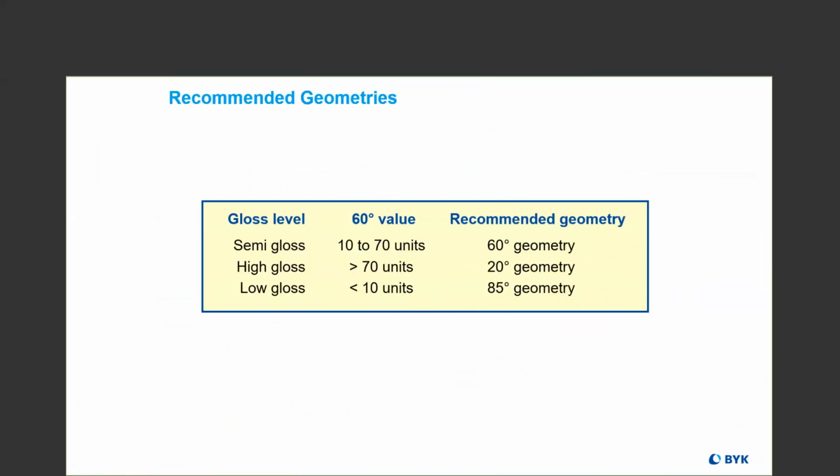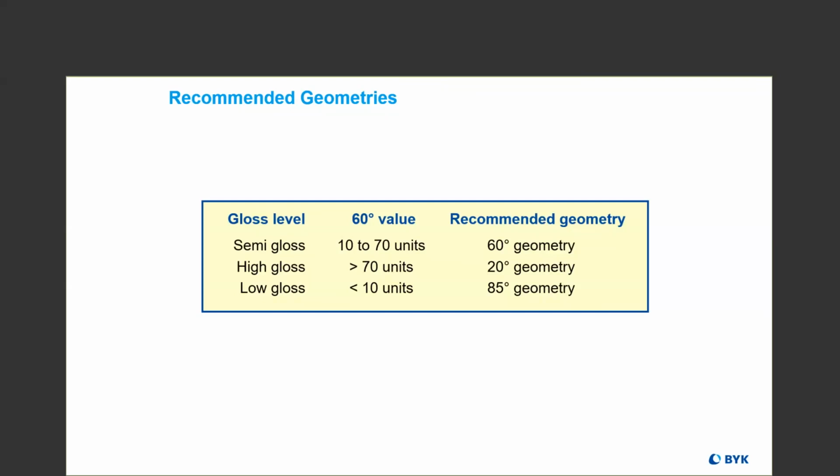When making that determination, you do want to measure with a 60-degree geometry just for the purposes of figuring out which geometry to use, because you are going to get different numbers depending on which gloss geometry you use. So this convention is based on the 60-degree measurements. If you measure your surface with a 60-degree geometry and you get between 10 and 70 gloss units, we would say keep using the 60. If you get greater than 70 gloss units, switch to the 20. And if you get less than 10 gloss units, go to the 85.